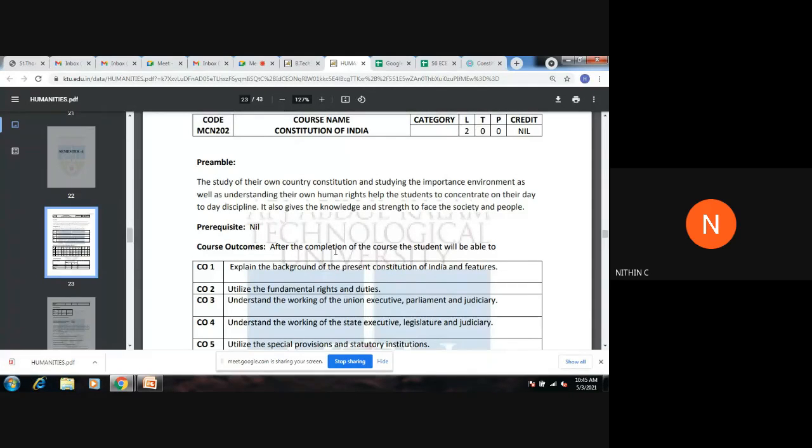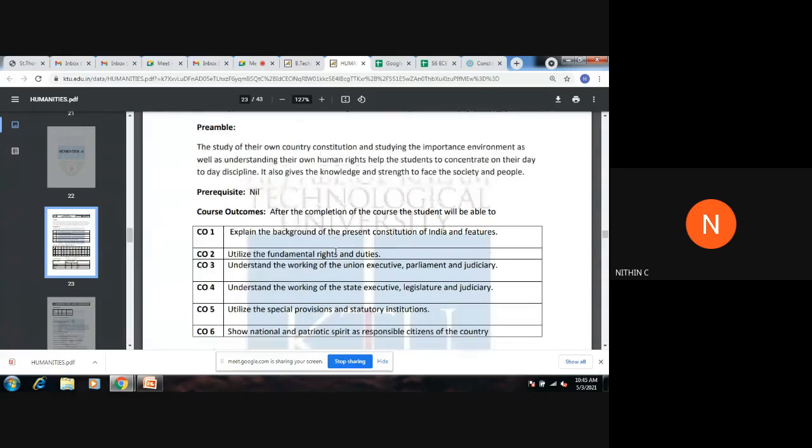The third being, understand the working of union executive, parliament, and judiciary. Then understanding the working of state executive, legislature, and judiciary. And the fifth outcome is to utilize the special provisions and statutory institutions. And the sixth one is to show national and patriotic spirit as responsible citizens of the country. So these are the 6 different outcomes that you will be attaining after the completion of the course.